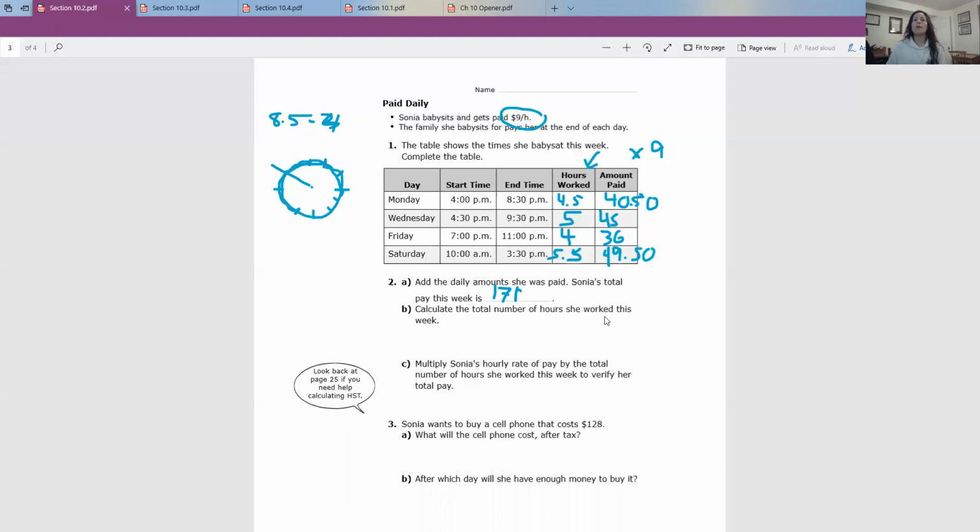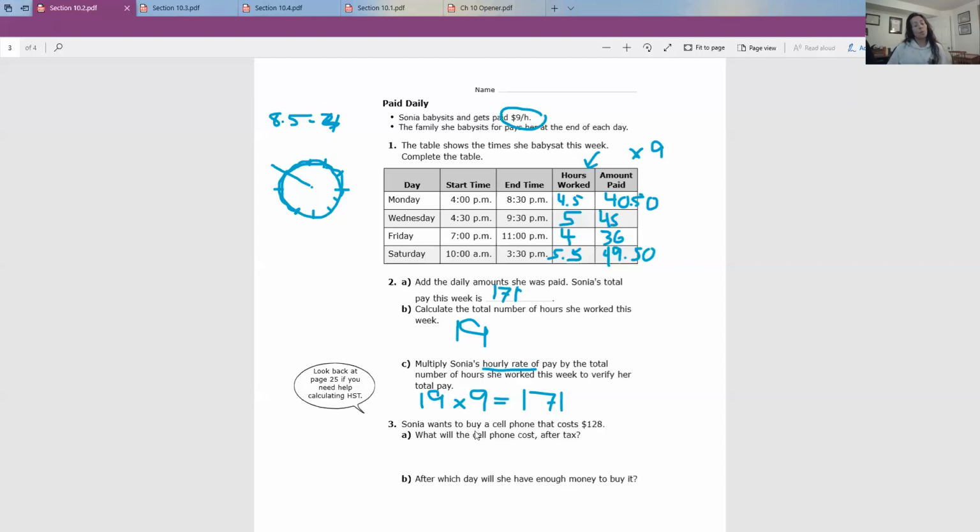Calculate the total number of hours she worked this week. Add up all of the number of hours. You get 19 hours. Okay. Multiply Sonia's hourly rate, that's the $9 an hour, to the total number of hours, 19. So we're going to take the 19 hours that she worked, and we're going to multiply it by her wage. Now, when you do that, you still get 171.